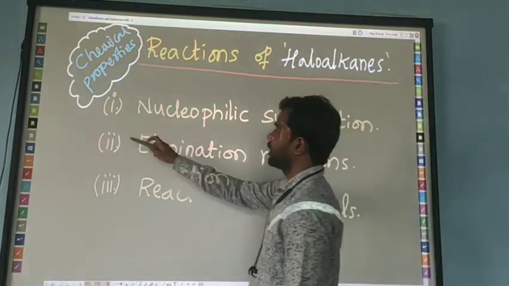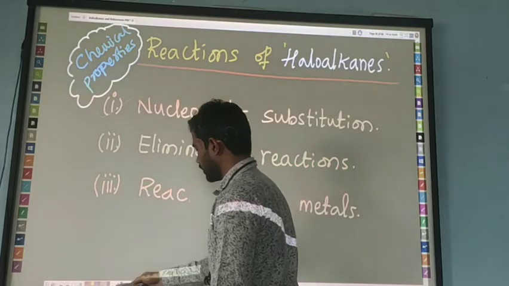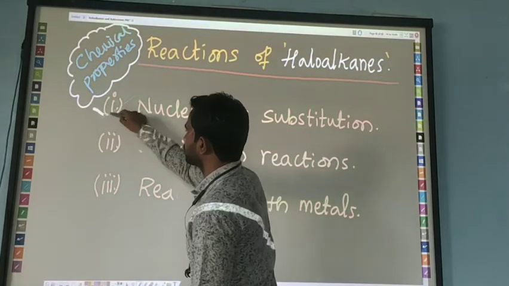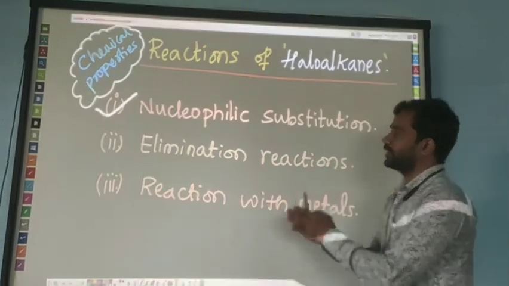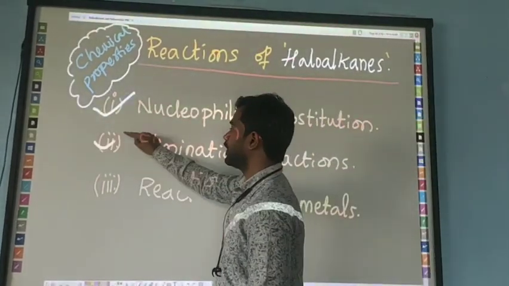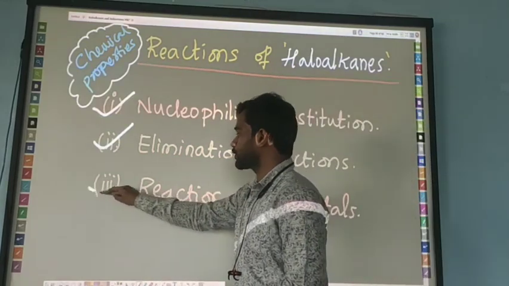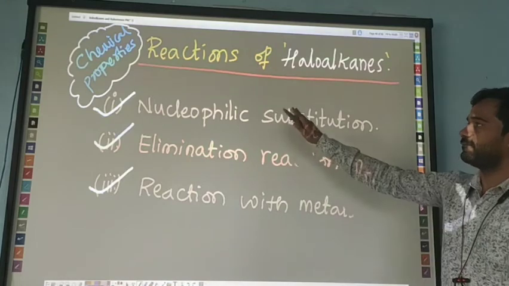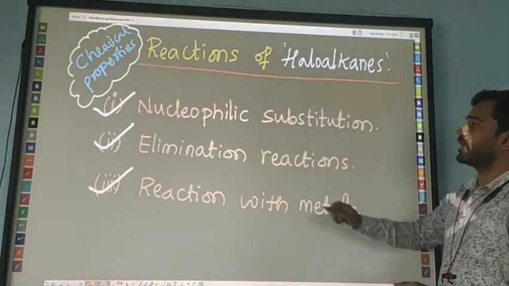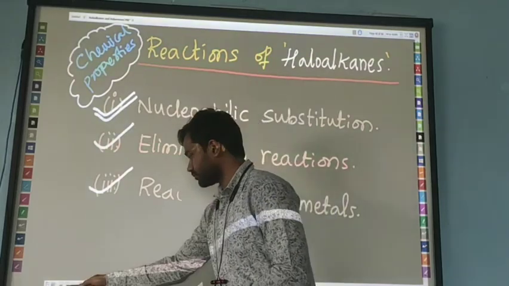The first one is known as nucleophilic substitution reaction. The second chemical property is elimination reaction. The third chemical property is reaction with the metals. Okay, let us start with the first chemical property, which is known as nucleophilic substitution reaction.